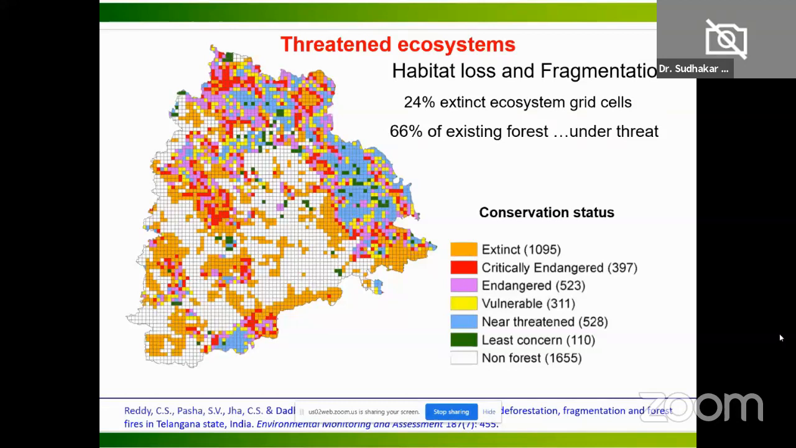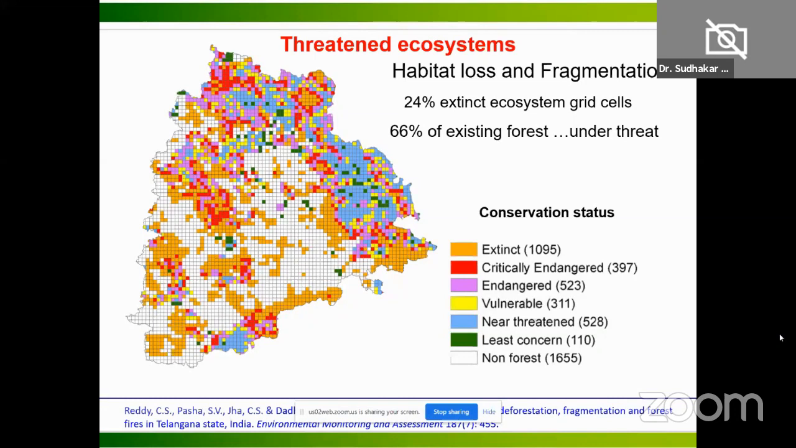Similarly, for critically endangered ecosystems, the habitat loss is more than 80%. Endangered refers to forest loss of more than 50%. Vulnerable ecosystems mean more than 30% of forest loss happened in those areas. So now we can identify the areas which are not affected. Hardly less than 5% of the area is not affected by any kind of disturbance or habitat fragmentation.